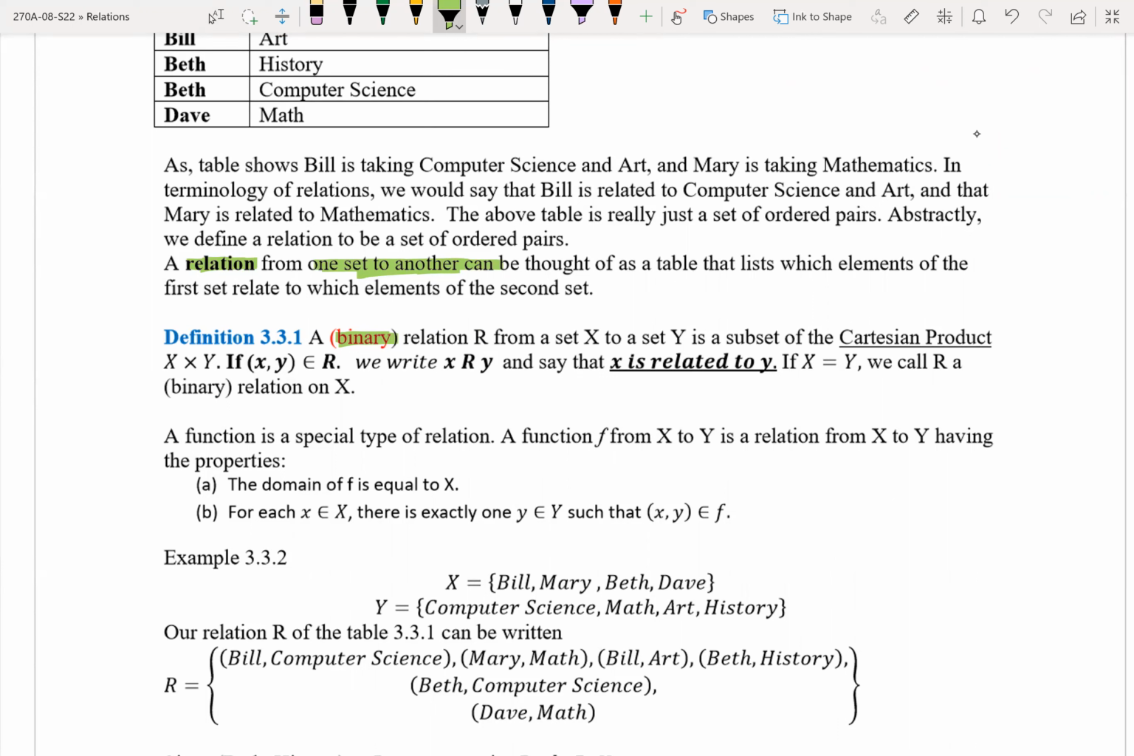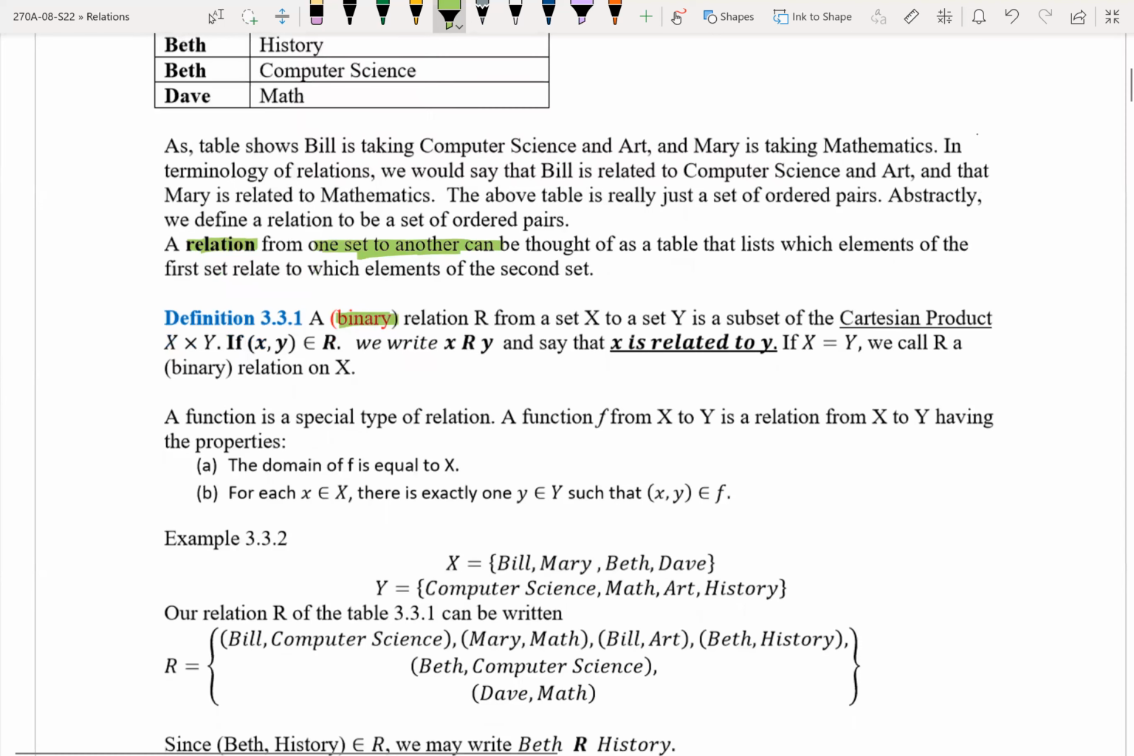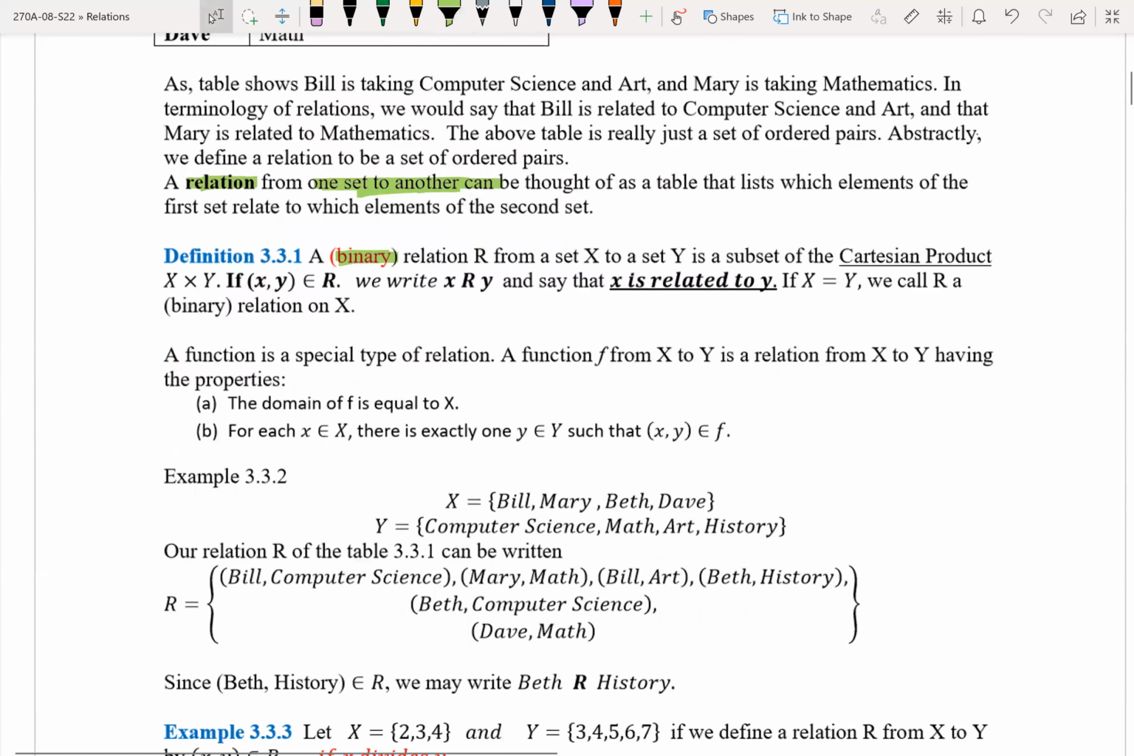Okay, same thing for functions. If you have a composition of two functions, you have to have two functions to compose. But if you have the inverse of a function, no, it's really just one function and its inverse. So that's just how many inputs you have and how many outputs you have. So if it's a relation between two of them, it's called a binary relation.